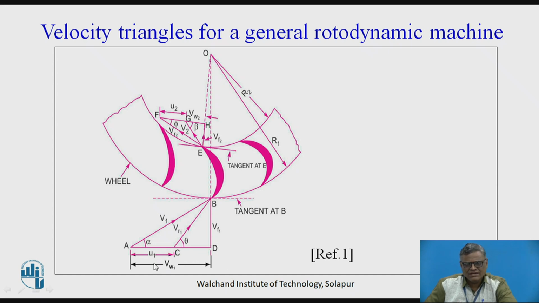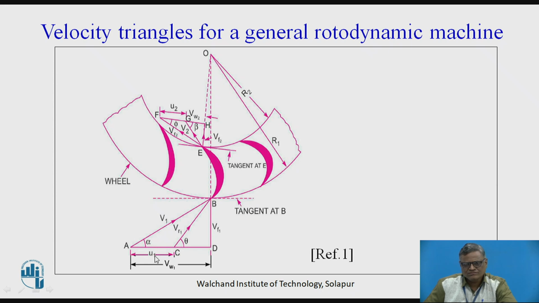So at inlet we have the absolute velocity v1, with whirl component vw1 and flow component vf1. The angle will be alpha, between the tangential direction and v1. So these blades are mounted on a rotor and rotate in the anti-clockwise direction, so the tangential velocity will be towards the right like this, and we have this angle alpha.